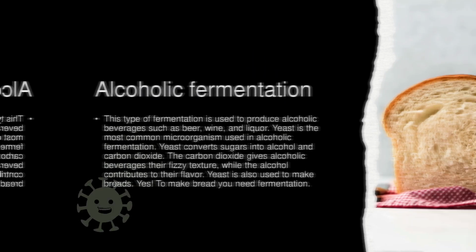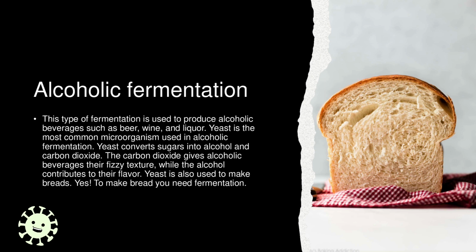Some of the most common types of fermentation include alcoholic fermentation. This type of fermentation is used to produce alcoholic beverages such as beer, wine, and liquor. Yeast is the most common microorganism used in alcoholic fermentation. Yeast converts sugars into alcohol and carbon dioxide. The carbon dioxide gives alcoholic beverages their fizzy texture, while the alcohol contributes to their flavor. Yeast is also used to make breads. Yes, to make bread you need fermentation.